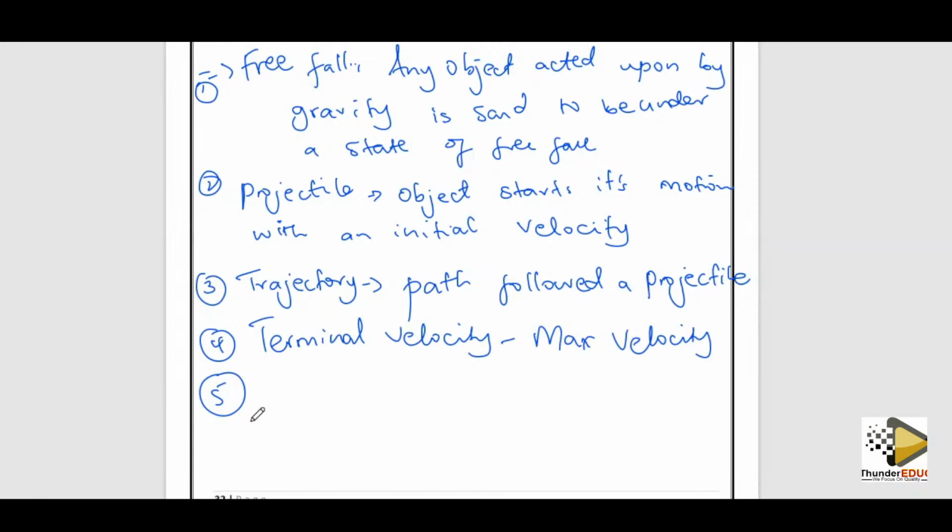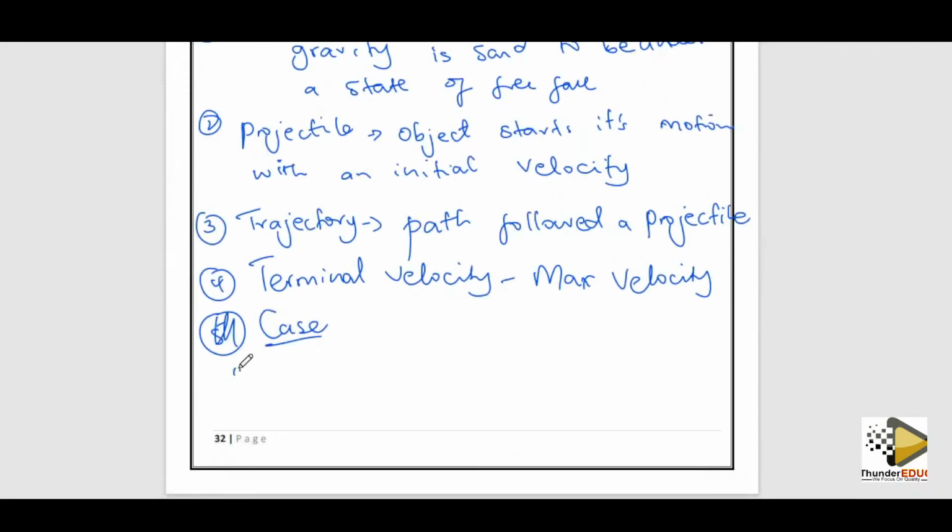So under vertical projectile, we have scenarios that we're going to focus on. I'll call these cases. The first case is where we find an object that is thrown upwards. That is scenario number 1. And then what happens in that, what we need to know, we shall discuss.